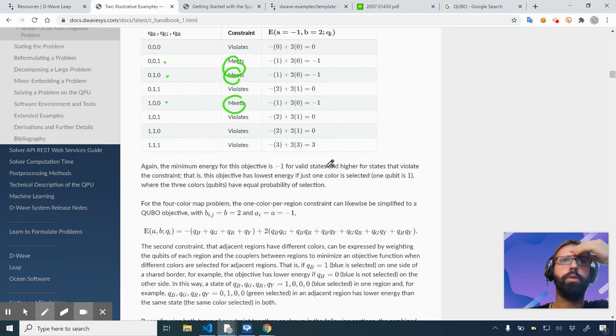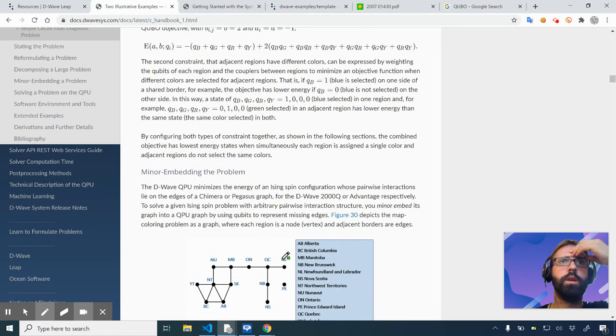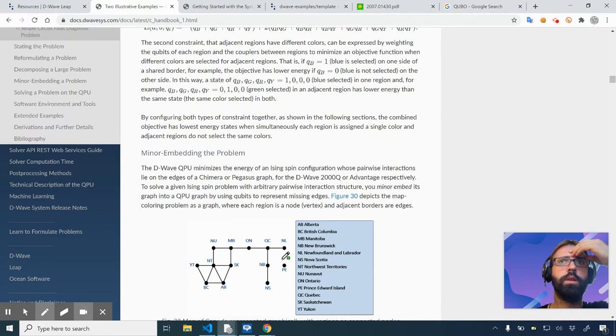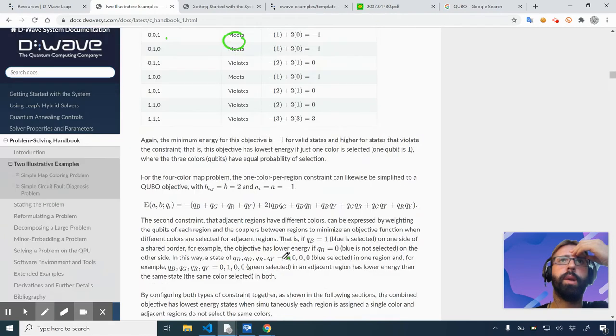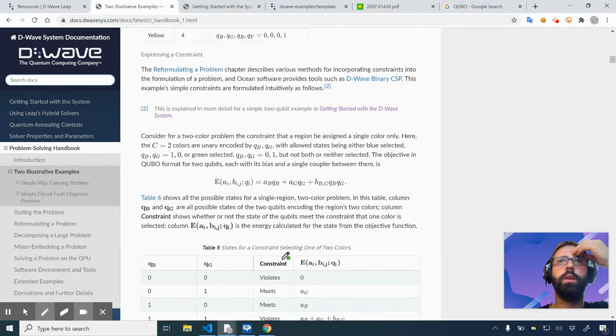For the full 4-color map problem, the one color per region constraint can likewise be simplified to blah, blah, blah. But I don't really get what's up with this B term in here.